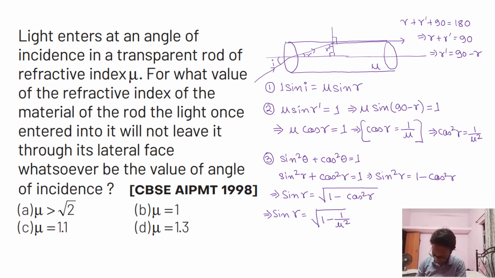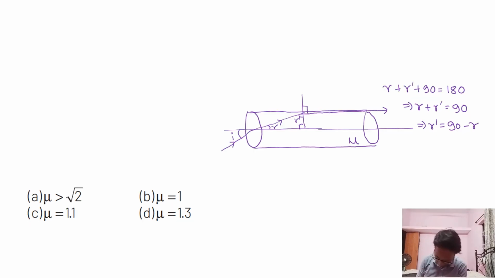Now what happens? We substitute this sin r out here. Okay, so from equation 1, we get sin i is equal to mu into sin r. What is the value of sin r? Root of 1 minus 1 by mu². Okay, now let's take this to the new page. Now sin i is equal to mu into root of 1 minus 1 by mu².